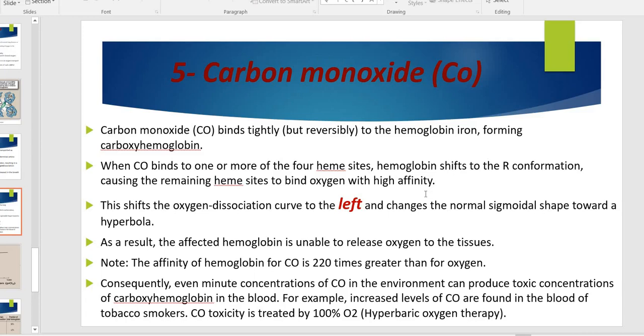So this hemoglobin won't be able to give enough oxygen to the tissue, and this will cause carbon monoxide toxicity. Even a minute or minor concentration of carbon monoxide in the environment will produce the toxic carboxyhemoglobin, which has higher affinity to bind with hemoglobin than oxygen, and will decrease the oxygen released to the tissue from hemoglobin. This occurs in smokers. Carbon monoxide toxicity is treated by 100% oxygen therapy, which is called hyperbaric oxygen therapy.